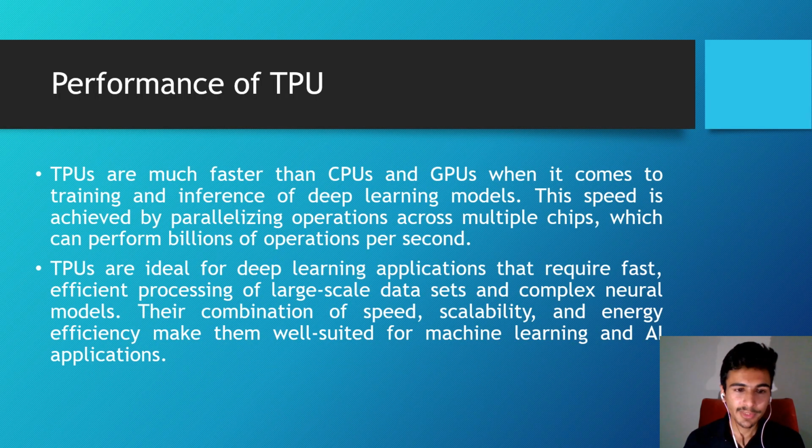Next is the performance of TPU. TPUs are much faster than CPUs and GPUs when it comes to training and inference of deep learning models. This speed is achieved by parallelizing operations across multiple chips, which can perform billions of operations per second. TPUs are ideal for deep learning applications that require fast, efficient processing of large-scale datasets and complex neural models. Their combination of speed, scalability, and energy efficiency make them well suited for machine learning and AI applications.